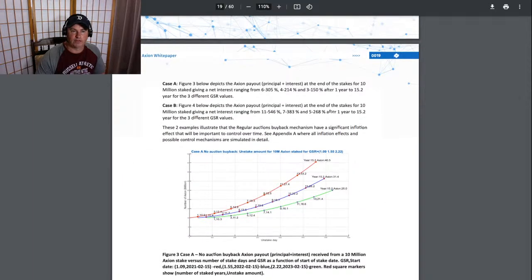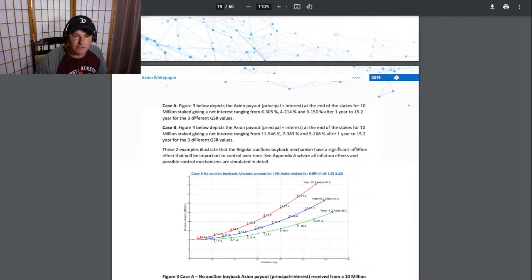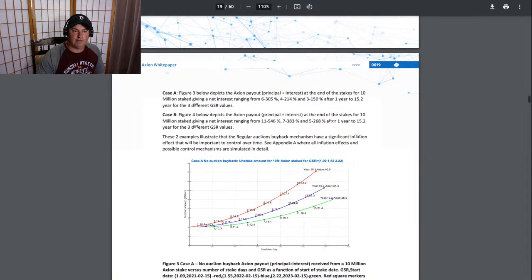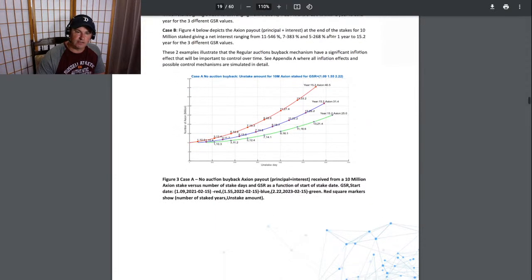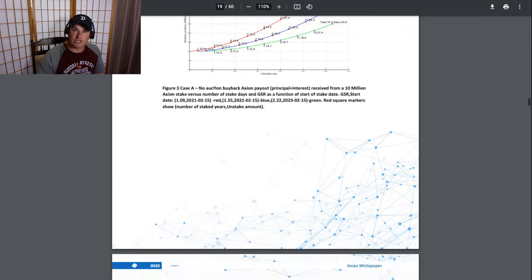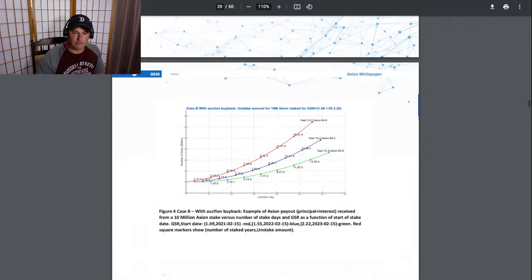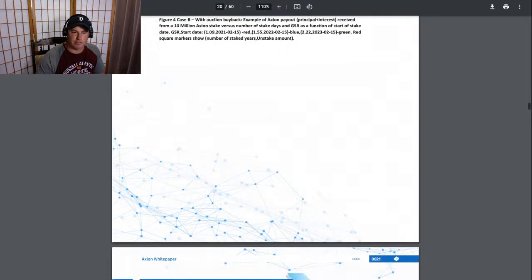So figure 3 below depicts the Axion payout at the end of the stakes for 10 million staked, given an interest rate of from 6%, 305%. And figure 4 below depicts the Axion payout at the end of the stakes for 10 million stake, given a net interest range of 11%. I think that's 11 there. So you can see the different curves there for that. It's interesting, but it's not the end of the world for you. It's really something that if you're interested in the maths, you can see the comparison.